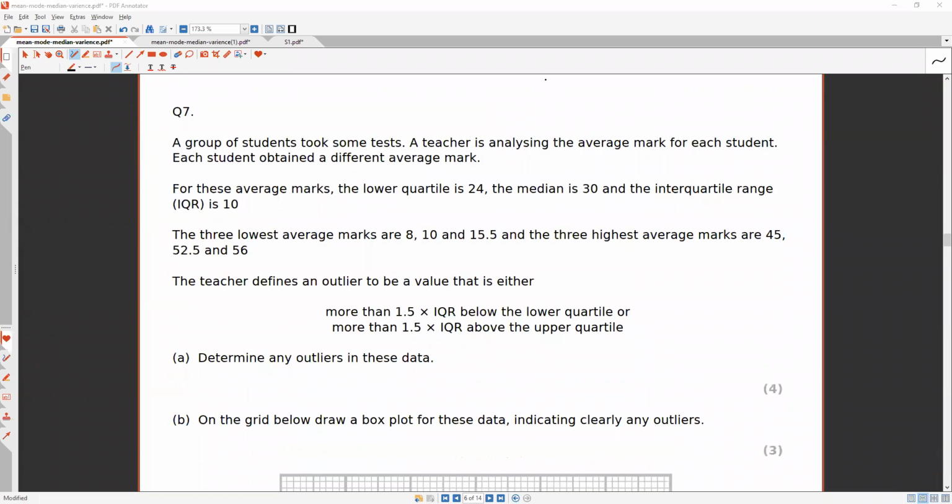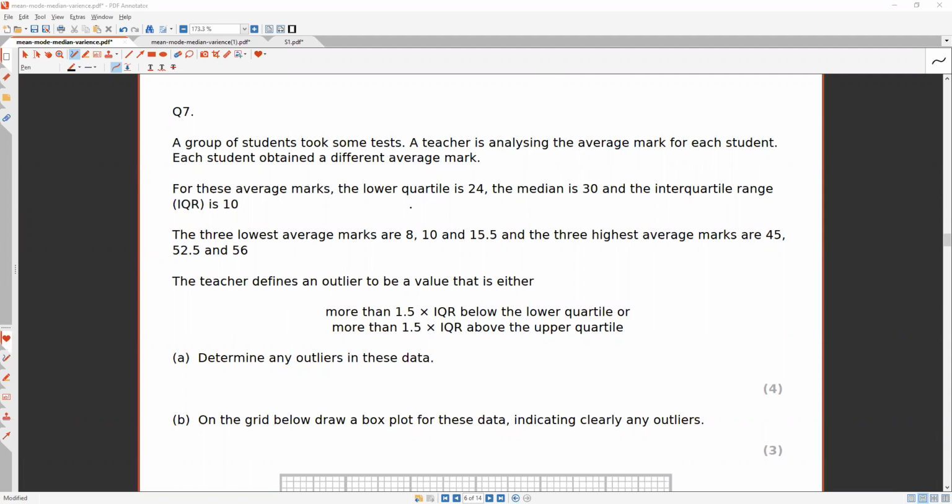Okay, so let's do question number 7 now. They said a group of students took some test. A teacher is analyzing the average mark for each student. Each student obtained a different average mark. For these average marks, the lower quartile is 24 and the median is 30. Lower quartile is 24, okay, and the interquartile range is 10.